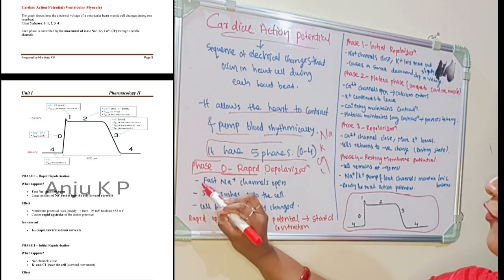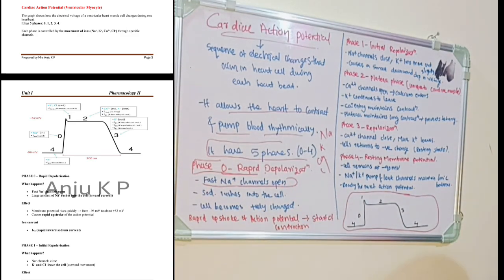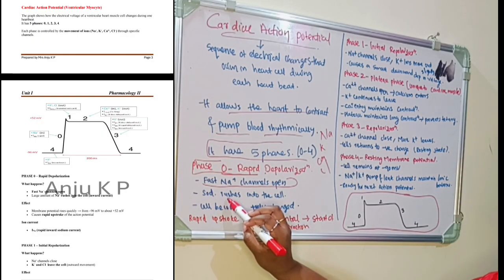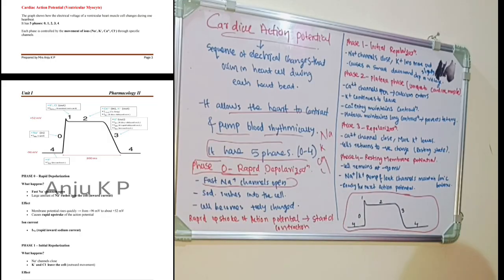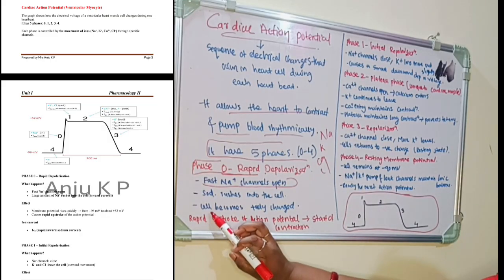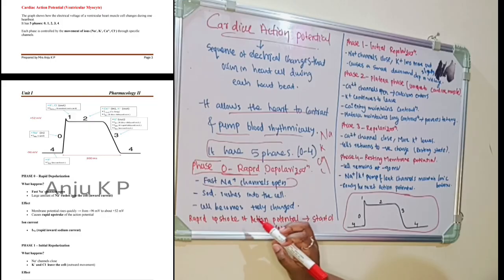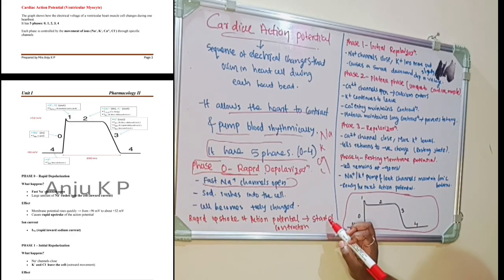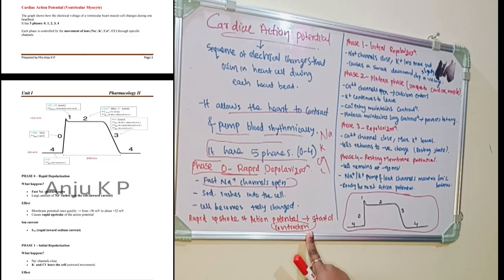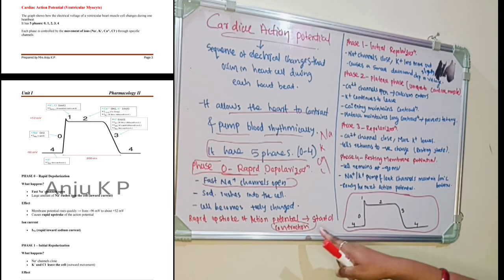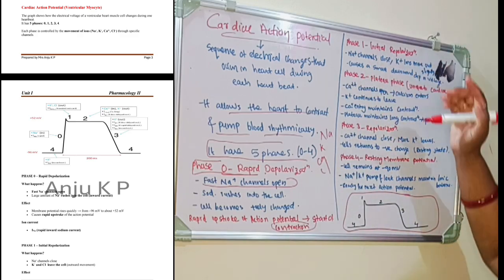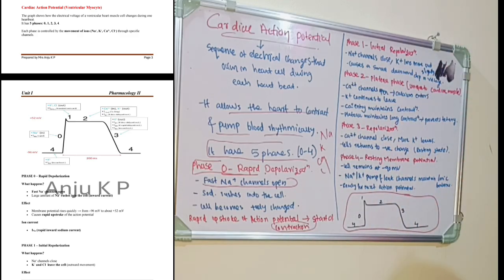So in this, fast sodium channels will open. First the sodium channels will get open and the sodium rushes into the cell. Okay, then the cell becomes positively charged. So this rapid upstroke of the action potential will start the contraction process. Okay, so this is the starting of the muscle contraction.